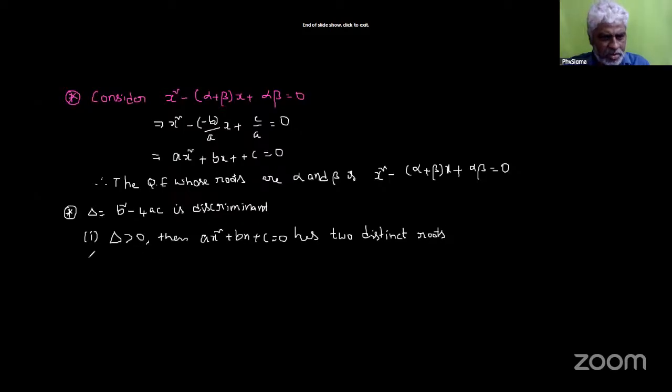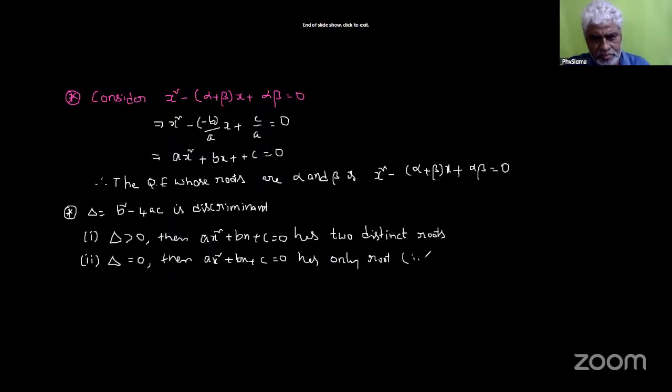Next point. If delta is equal to 0, then ax square plus bx plus c is equal to 0 has only one root. Technically it is called roots are equal, but for our understanding, you can say that the quadratic equation has only one root.